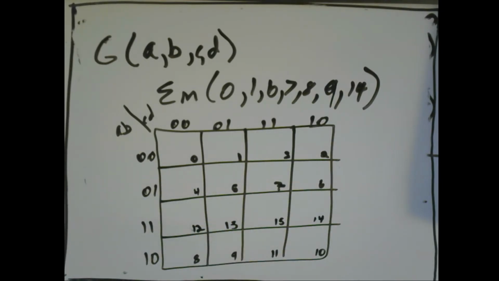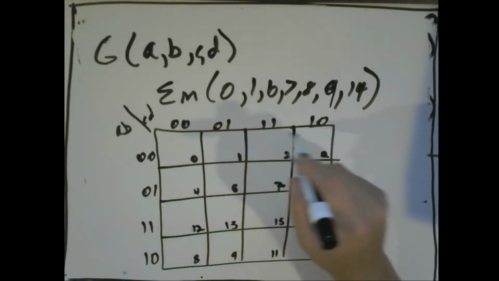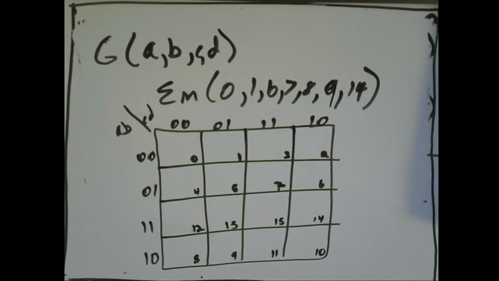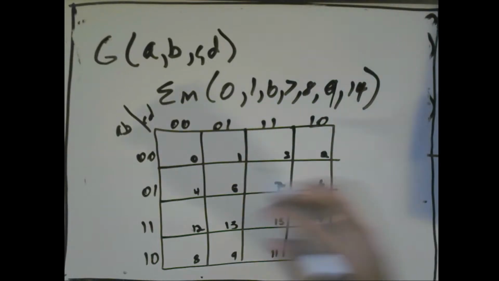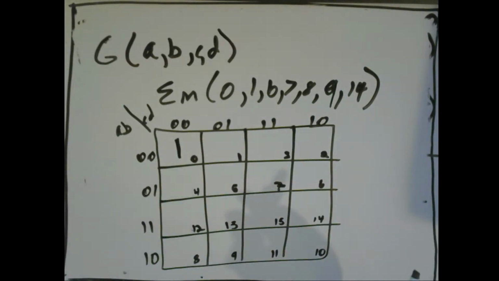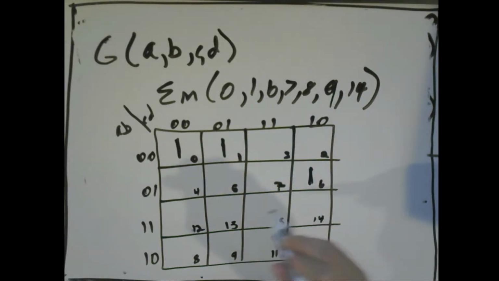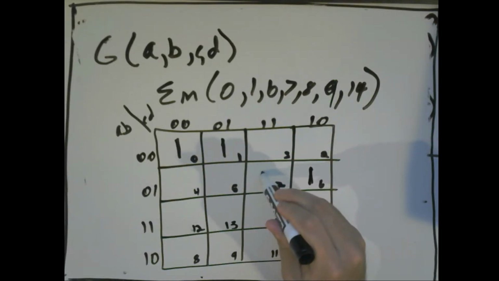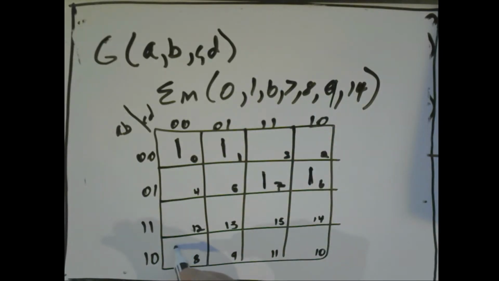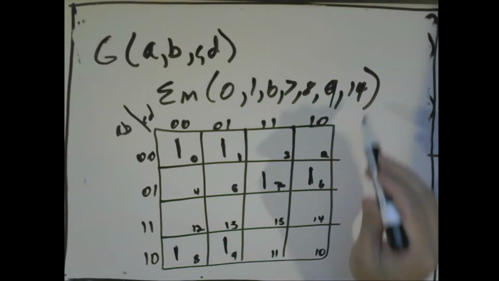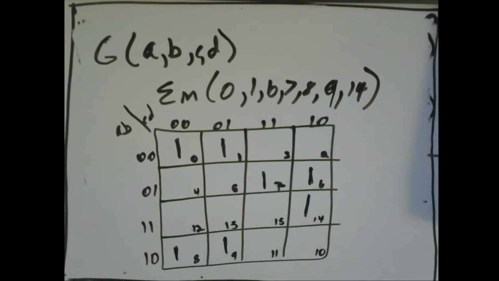So let's do this K-map here. In a K-map, the minterms are what you write in as ones on the K-map. So for G, we had minterm 0, which is right here, so I'm going to put a 1 right there. I have minterm 1, which is right here. I have minterm 6, which is right here. 7, which is right here. 8 is right here. 9, 14. This is what my K-map is going to look like.